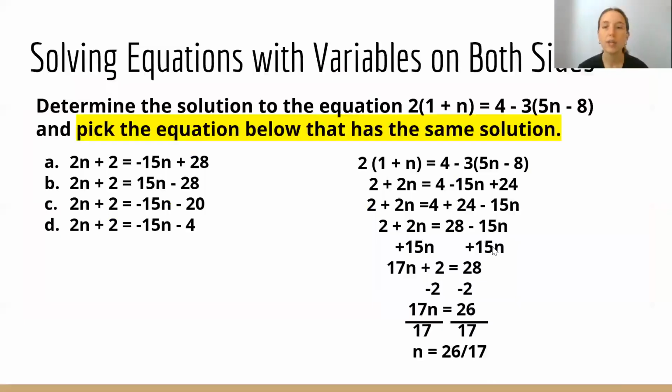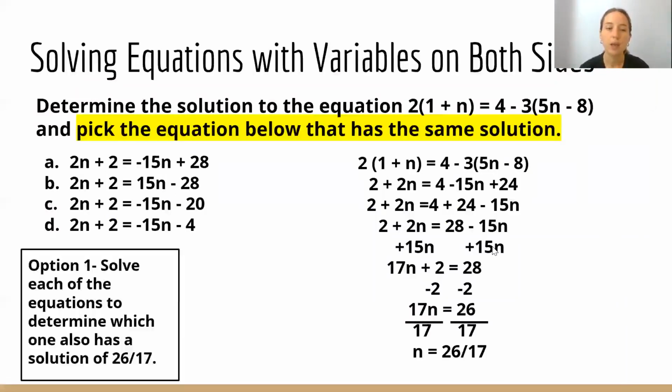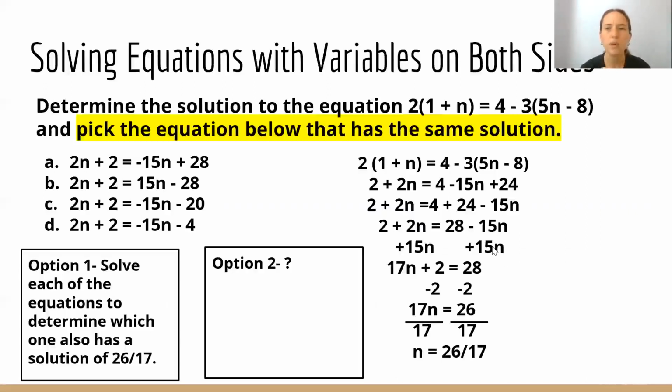All right, we solved the first part of this problem, but we still have to do the second part that I highlighted here, which is pick the equation below that has the same solution. Well, option 1 here, I could solve each of the equations to determine which one also has a solution of 26/17, but that's going to take a really, really long time. Is there an option 2?